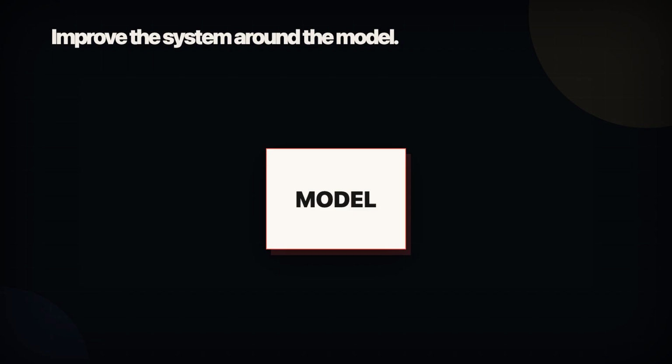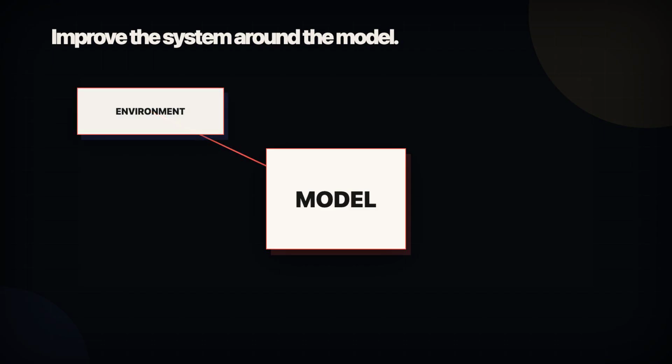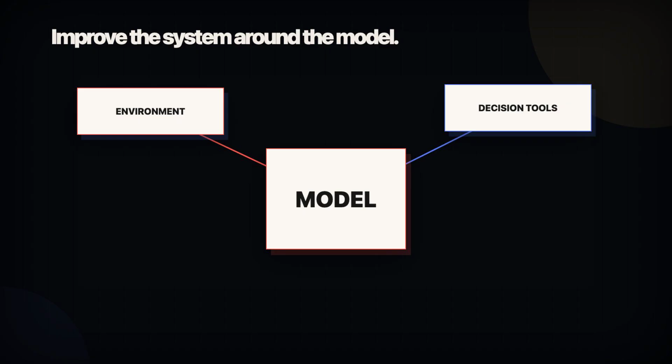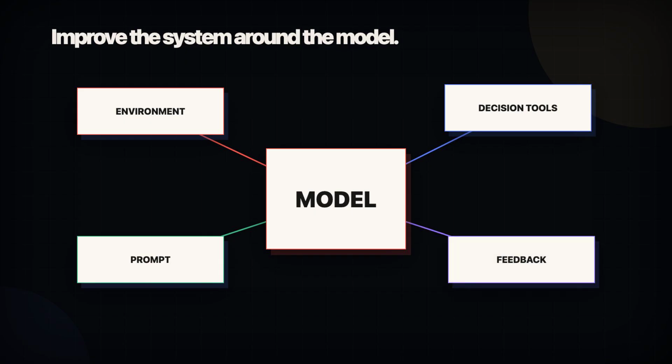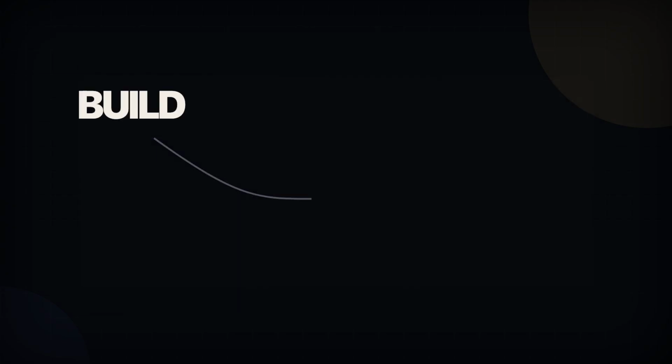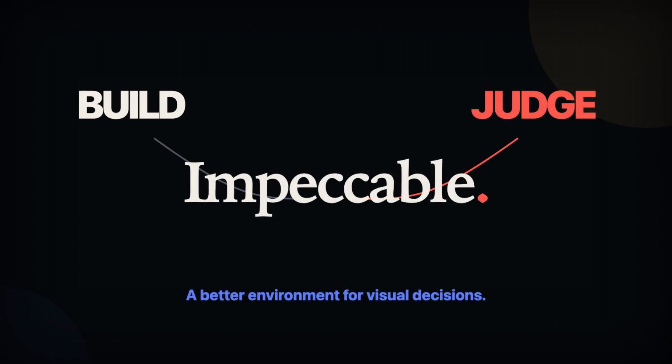Instead of trying to make the model more intelligent, it improves the environment around the model. It gives Claude more structured ways to think about visual decisions. And maybe that is where a lot of the next improvements in coding agents will come from. Not bigger prompts, not another model, but better systems around the model. Because Claude already knows how to build the website. The difficult part is teaching it when the website looks bad. And Impeccable might be one of the best attempts at solving that problem right now.